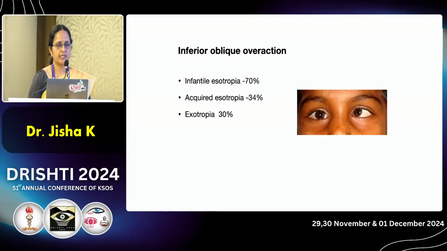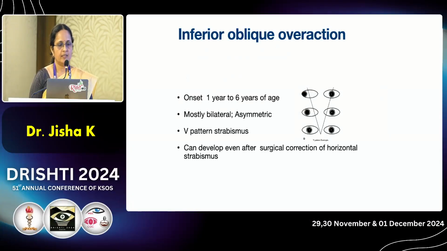Inferior oblique overaction is seen in 70% of infantile esotropia. It can be seen in other types of acquired esotropia like accommodative esotropia also. And 30% of cases of exotropia can also have inferior oblique overaction. Congenital esotropia usually manifests by 4 to 6 months of age, but inferior oblique overaction is a delayed presentation, only after 1 to 6 years of age.